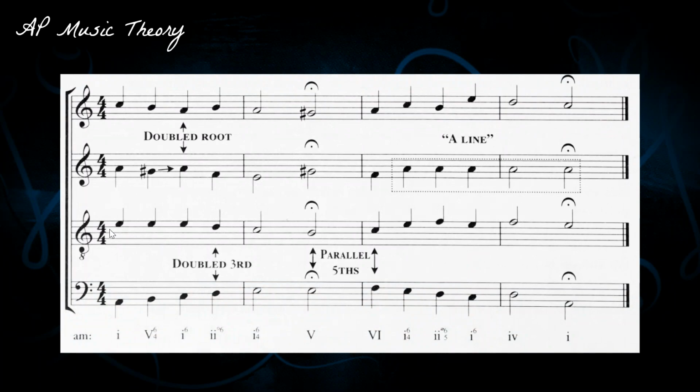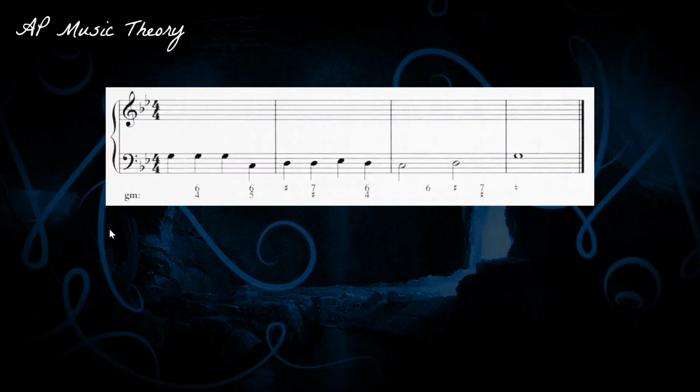The C in the tenor that creates the parallel fifths was chosen because it leads better to the E in the next chord. However, if this was not a cadence, we had to avoid the parallel fifths. The best choice would be to double the A in the tenor. Our alto sings the A line. Let's go on to example 5.